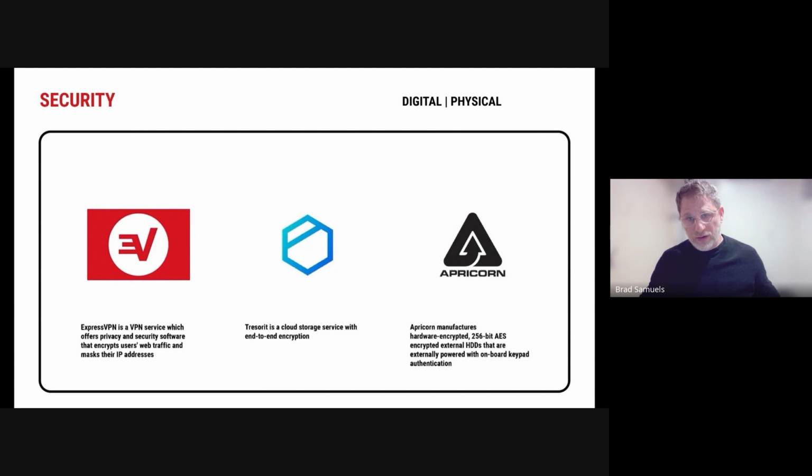So the big category first is security. This basically is to ensure that an investigation and the material or the evidence is handled in a secure manner. And so I'll just go through the different tools which are highlighted here. ExpressVPN is a VPN service which offers privacy and security software that encrypts users' web traffic and masks their IP addresses. This protects the identity and the location of researchers if they're looking into particularly sensitive material.